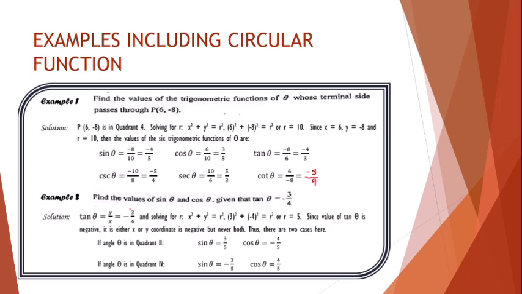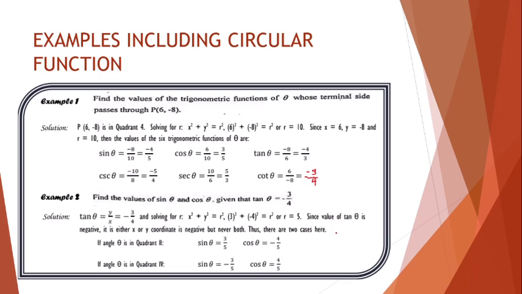So, now, example 2, proceed tayo sa number 2. Find the values of sine and cosine, given that tangent is negative 3 over 4. Paano pag ito ang given nyo? Since the tangent is y over x, so your y is 3 and your x is equal to negative 4. Okay, and r is 5. Karaniwan naman ganito eh. 16 plus 9 is 25. Square root of 25 is 5.